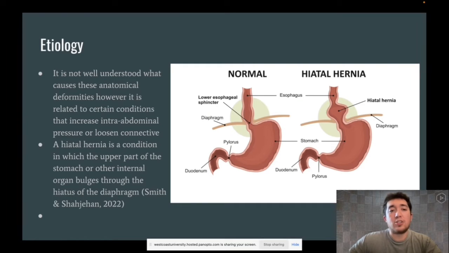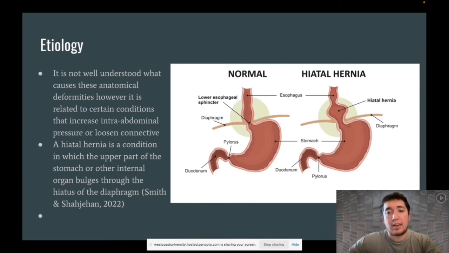For the etiology of a hiatal hernia, it's not very well understood what the exact cause is. A hiatal hernia is an anatomical deformity believed to be related to conditions that increase intra-abdominal pressure or loosening of the connective tissue. For the definition, a hiatal hernia is a condition in which the upper part of the stomach or other internal organs bulge through the hiatus of the diaphragm.